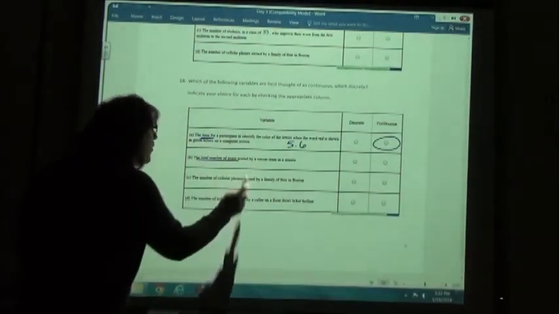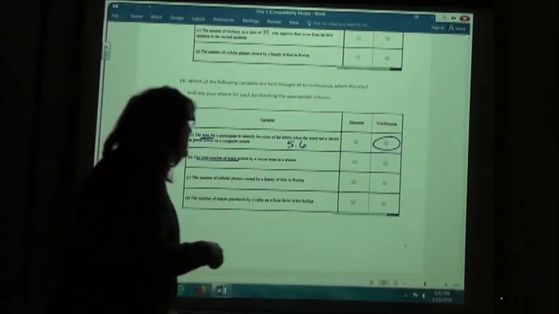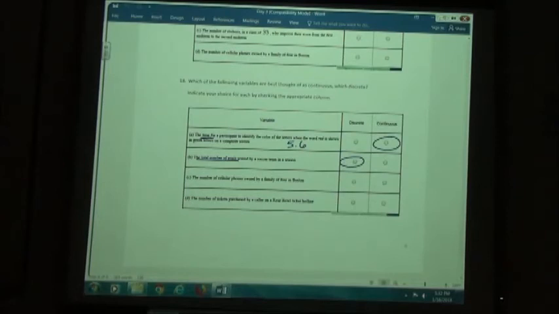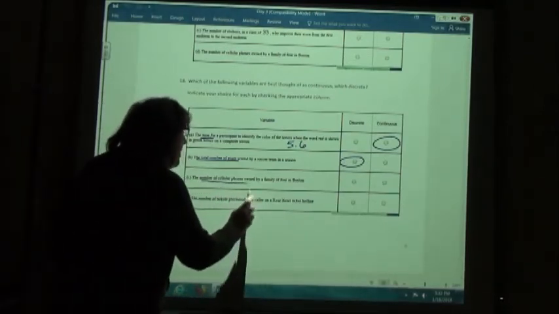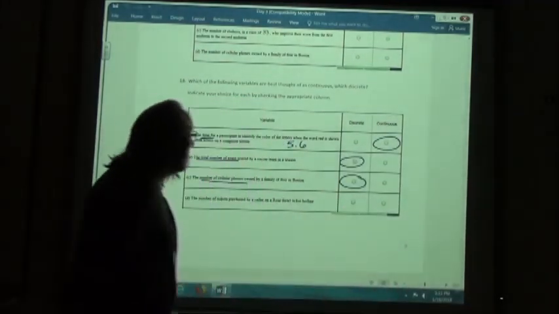The total number of goals scored. Again, I have the total number. I'm counting how many goals did my top soccer team score. That's going to be discrete. I can't score 2.5 goals. The number of cellular phones. We had this before. The number of phones going to be discrete. It's only as a whole number answer.